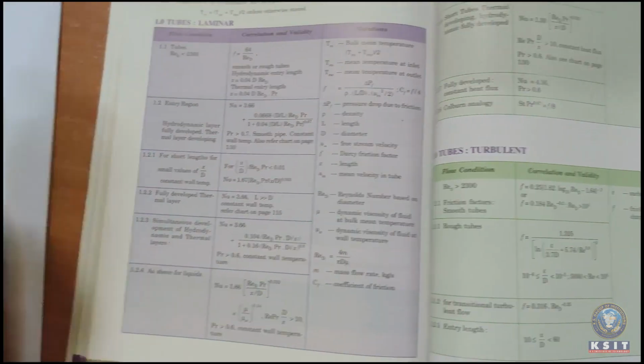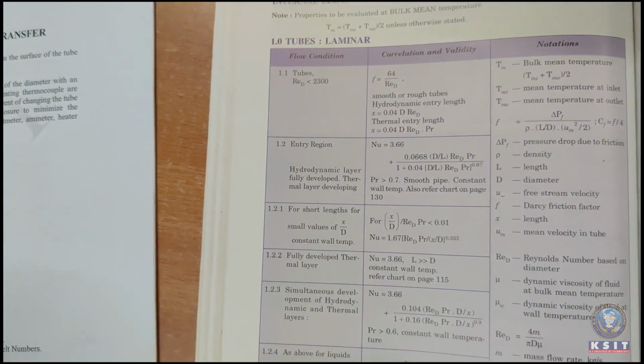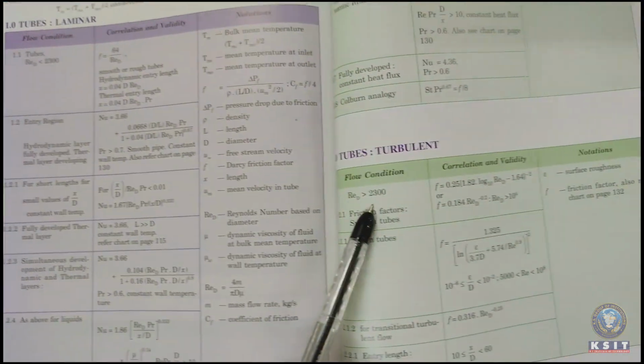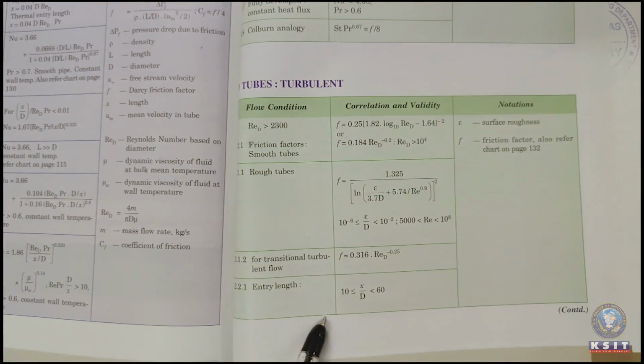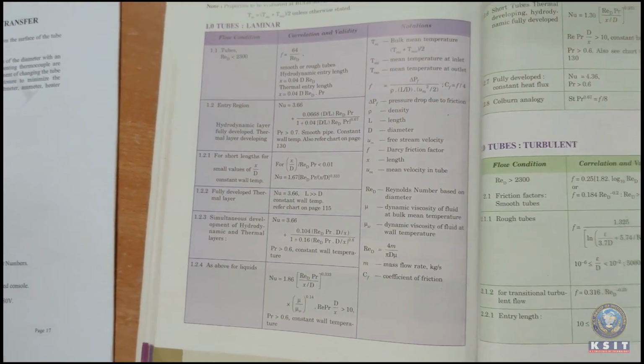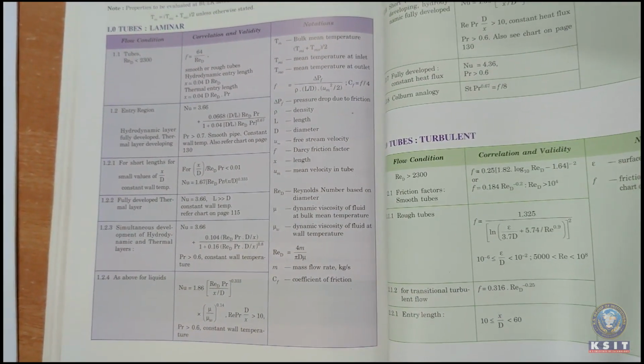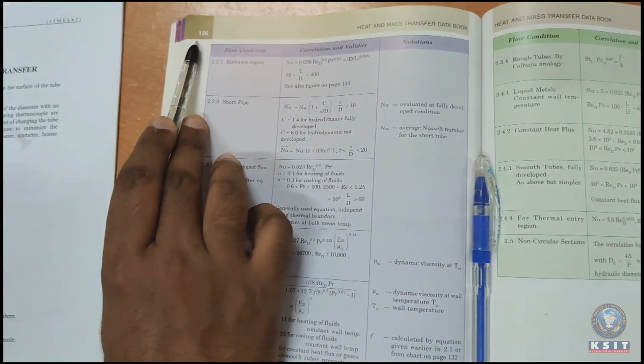If Reynolds number is less than 2300, we can use these correlations. If Reynolds number is greater than 2300, we can use this. So from our previous experiments, we have got Reynolds number greater than 2300. Hence, it is turbulent. We have to use the correlation of turbulent flow. So please open page number 126. You can see the video now.